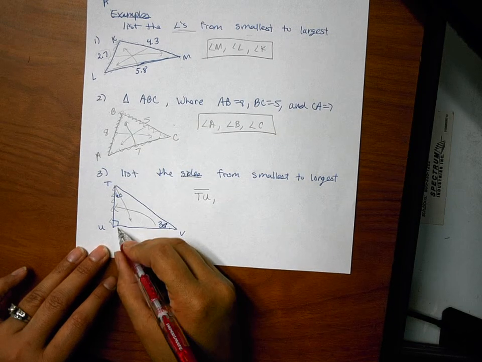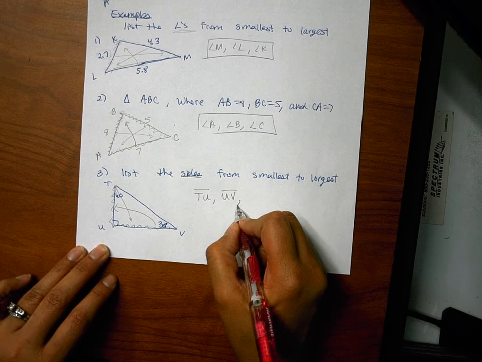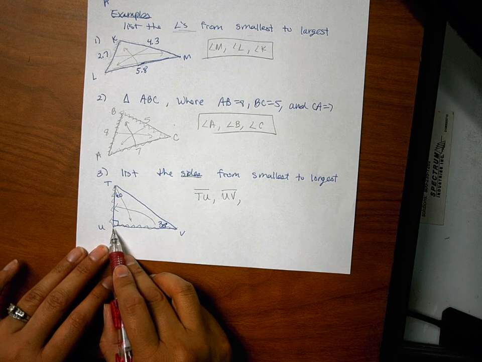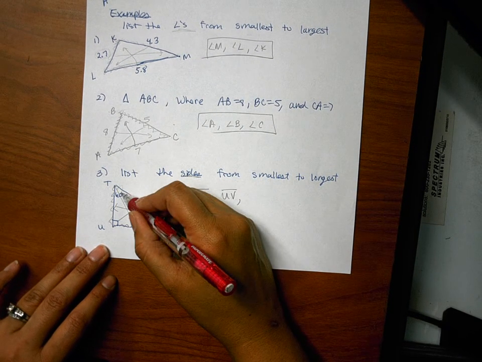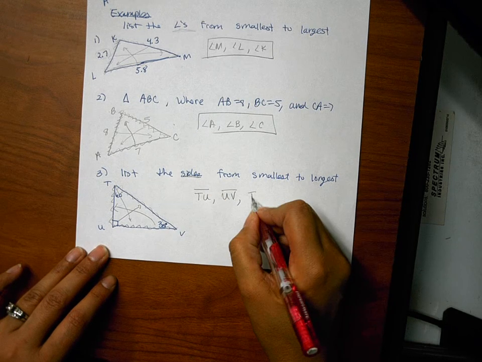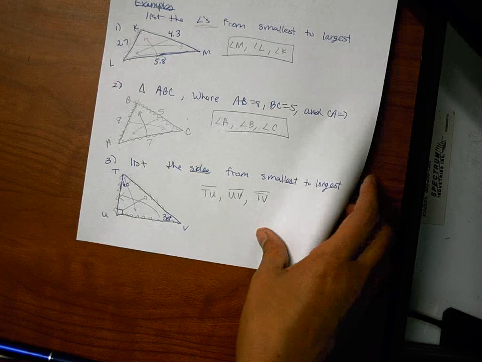The medium angle is the 60, which is angle T, which means it's not going to include the T. It's going to be the UV as the medium. And the largest is 90, which is angle U. Not going to touch the U, the opposite side is the TV.